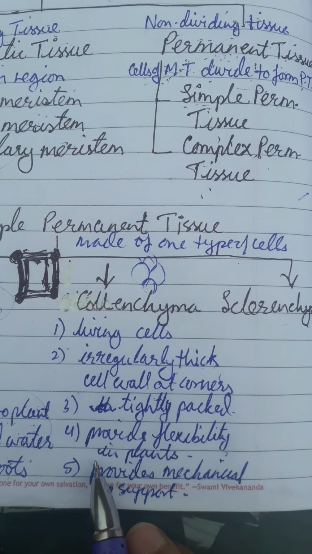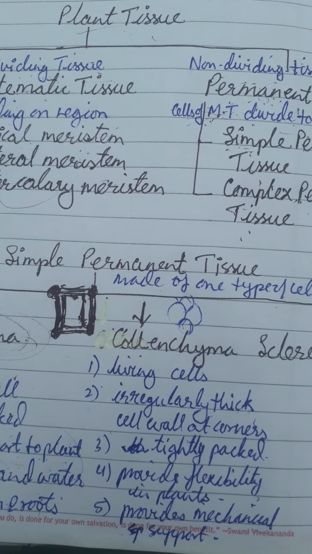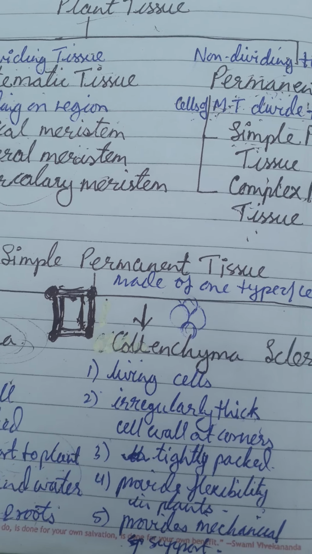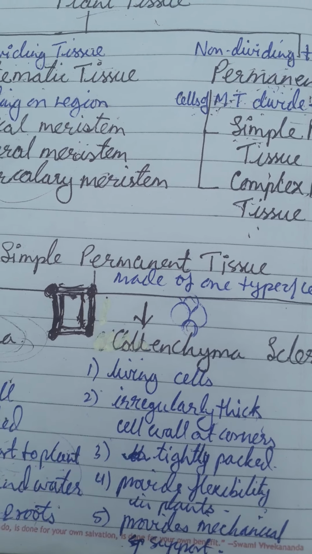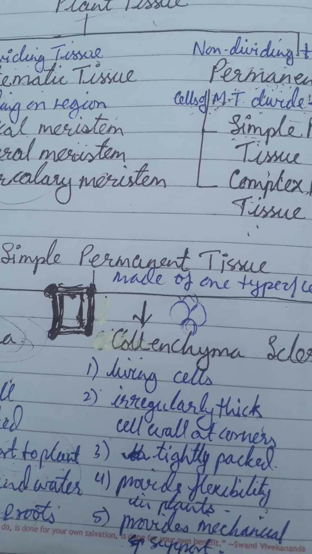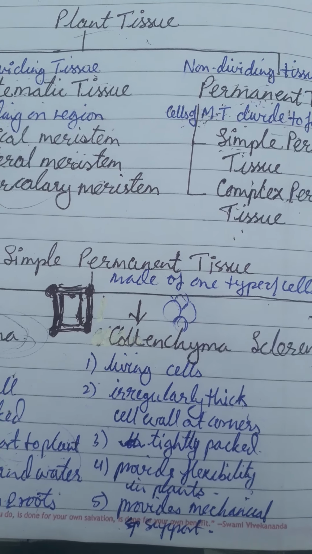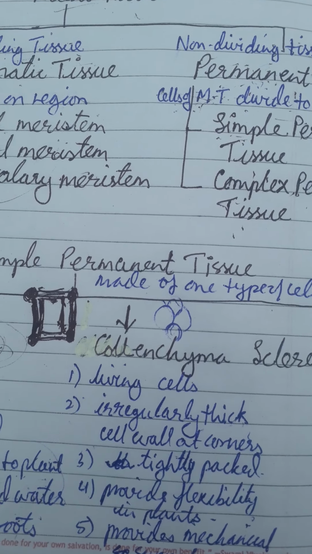Next, it provides flexibility to the plant. You have seen the plants, they are flexible. When you bend a branch, it doesn't break, it only bends. Without breaking, when the branches are bent, that is called flexibility. So chlorenchyma cells provide flexibility to the branches and the leaves also.